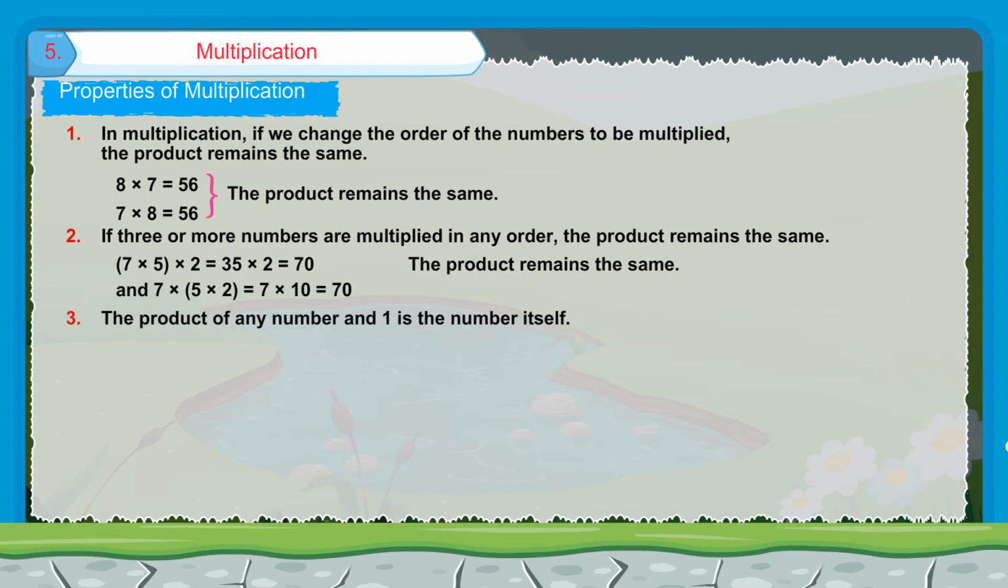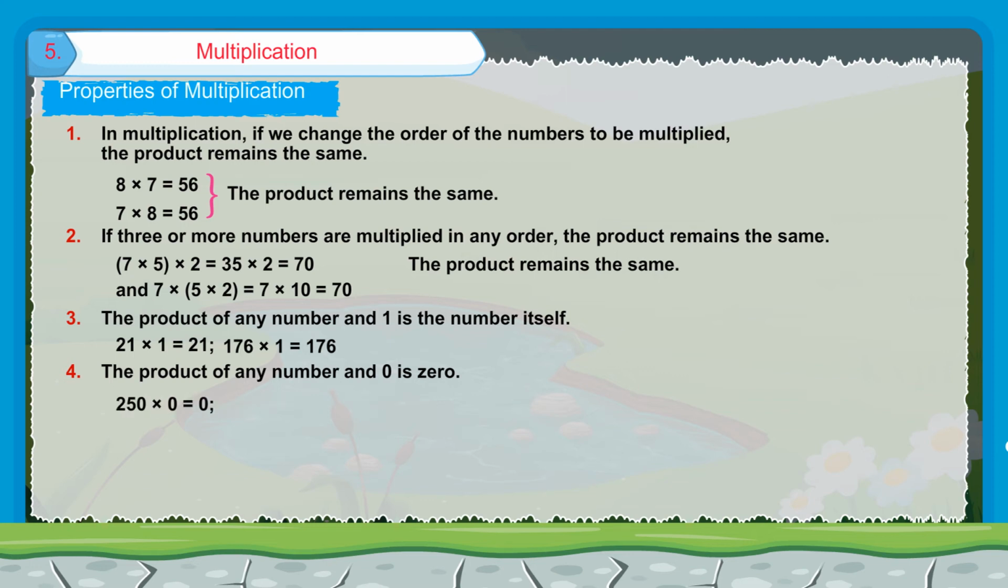3. The product of any number and 1 is the number itself. 21 into 1 is equal to 21. 176 into 1 is equal to 176. 4. The product of any number and 0 is 0. 250 into 0 is equal to 0. 375 into 0 is equal to 0.